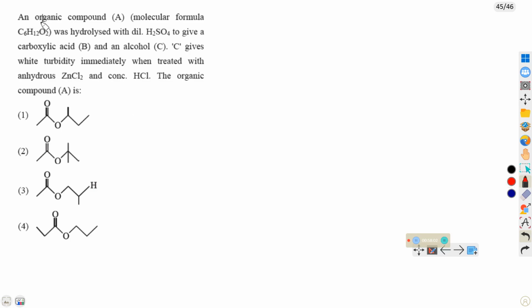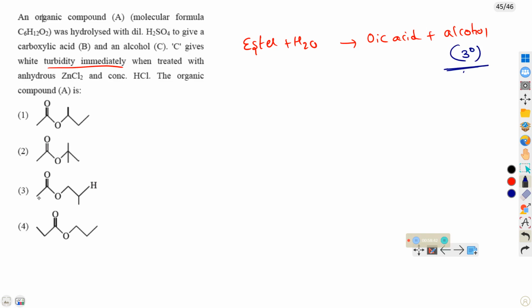An organic compound A was hydrolyzed with dilute H2SO4 to give a carboxylic acid and an alcohol. C gives white turbidity immediately. First of all, carboxylic acid plus alcohol is formed, which means the reactant is an ester. This is an ester hydrolysis reaction. When treated, turbidity formed immediately, so this must be a 3-degree alcohol. Now 3-degree carbon atom is present in second option.